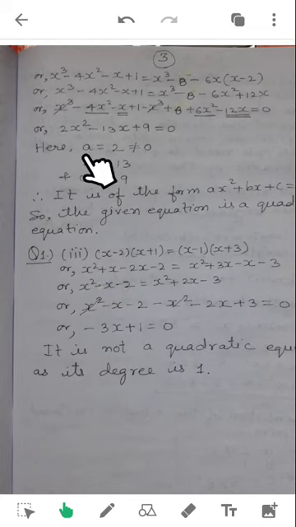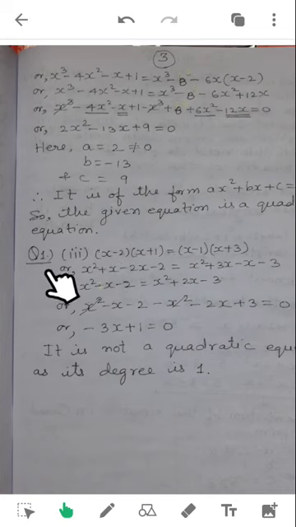Here value of a, that is coefficient of x square, is 2. Value of b, that is coefficient of x, it is minus 13. Then constant term 9, c is 9. So it is of the form ax square plus bx plus c is equal to 0. And the given equation is quadratic equation.